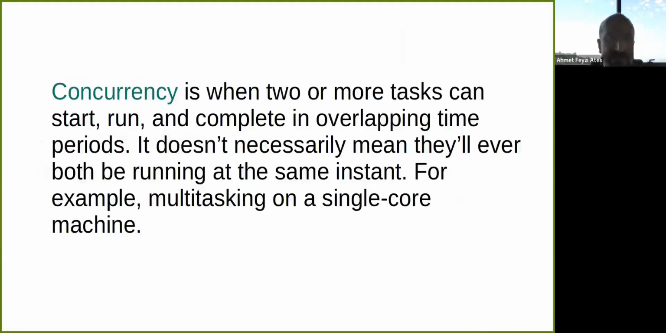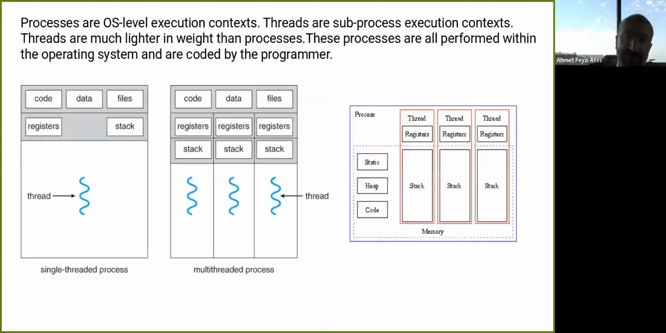What is concurrency? Concurrency is when two or more tasks can start, run, and complete in overlapping time periods. It doesn't necessarily mean they will ever both run at the same instant. For example, multitasking on a single core machine or on a single CPU machine. Remember, concurrency is when two or more tasks can start, run, and complete in overlapping time periods.